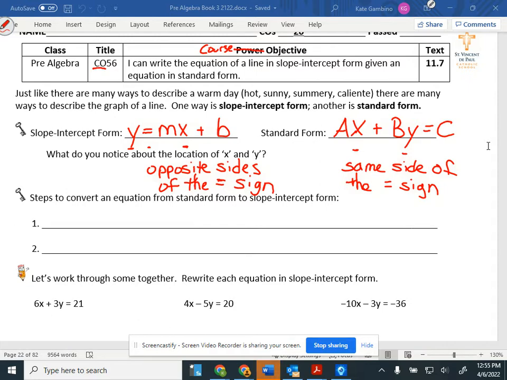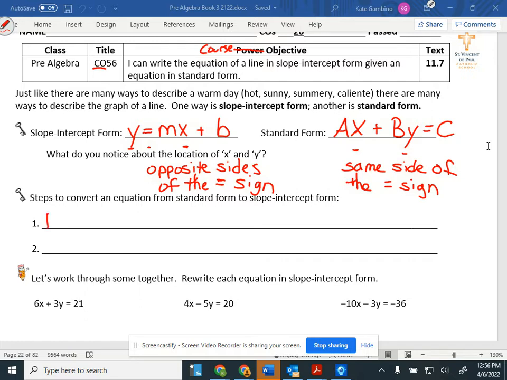So we need to figure out steps to convert from standard form to the slope intercept form. So step number one. What do you think our step number one is going to be? If we want to go from standard to slope intercept, what do you think our first step's going to be, Izzy? To get the y on one side and the x on the other side. Yeah, we want the y on one side by itself.